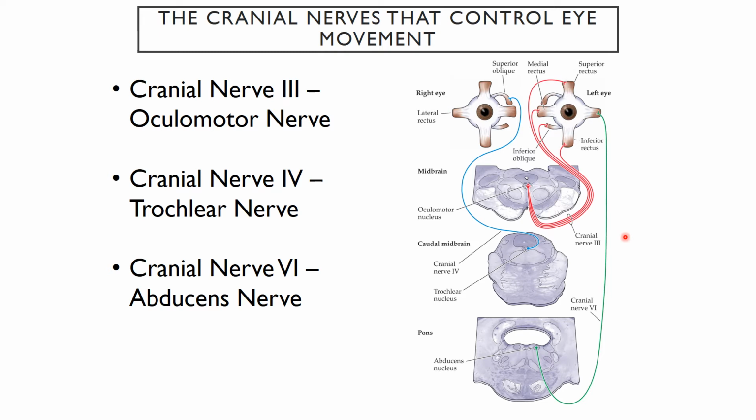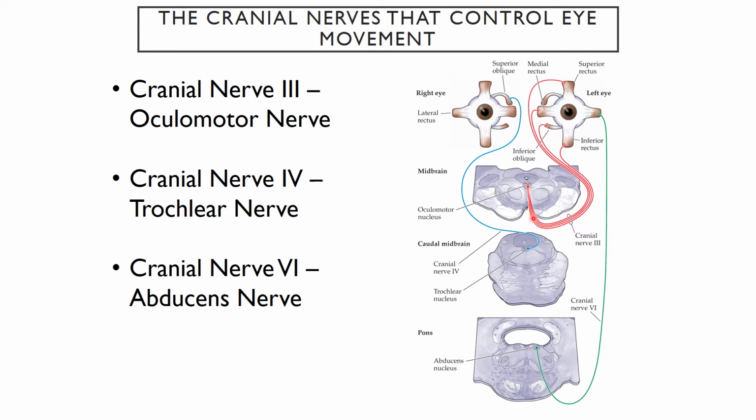There are 3 cranial nerves that we have to focus on for this. The first is the third cranial nerve, known as the oculomotor nerve. That is located here, cranial nerve 3. There's also cranial nerve 4, which is the trochlear nerve. And then there's cranial nerve 6, the abducens nerve. That's this one here. The muscles of the eyes are innervated by these 3 nerves.